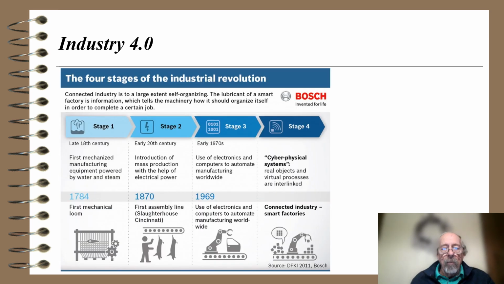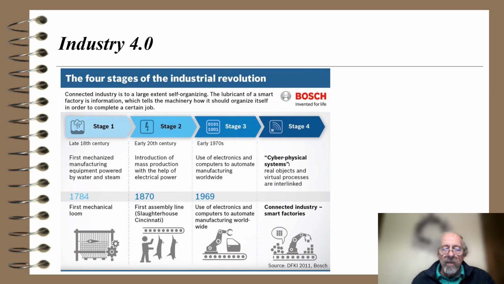So, what's Industry 4.0? This little graphic shows the 4 stages of Industrial Revolution according to Bosch. Stage 1 was the late 18th century. First mechanized manufacturing equipment powered by water and steam. And it's got a date there of 1784, first mechanical loom. Early 20th century was stage 2, or era 2. Introduction of mass production with the help of electrical power. So it says 1870, first assembly line, slaughterhouse in Cincinnati.